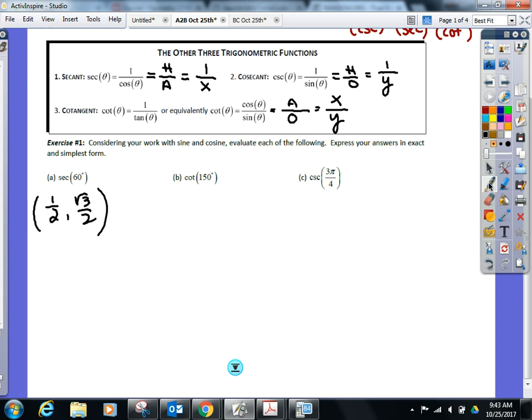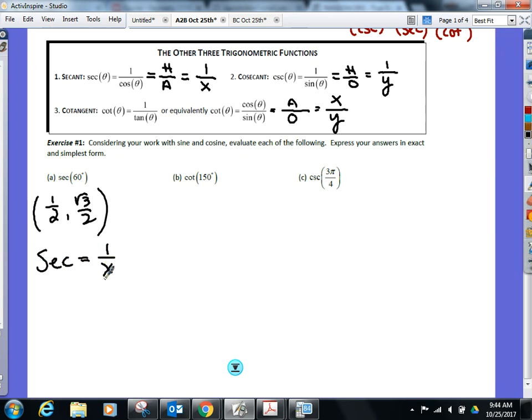Secant is the reciprocal of which one of the original 3? Cosine. I'm on the unit circle. Caroline, which coordinate do I use for cosine usually? The x coordinate. Everyone agrees? So all I have to do is take the x coordinate and flip it. Because secant, remember, was 1 over x, right? I flip the x. So take 1/2, flip it. Secant of 60 is going to be 2.